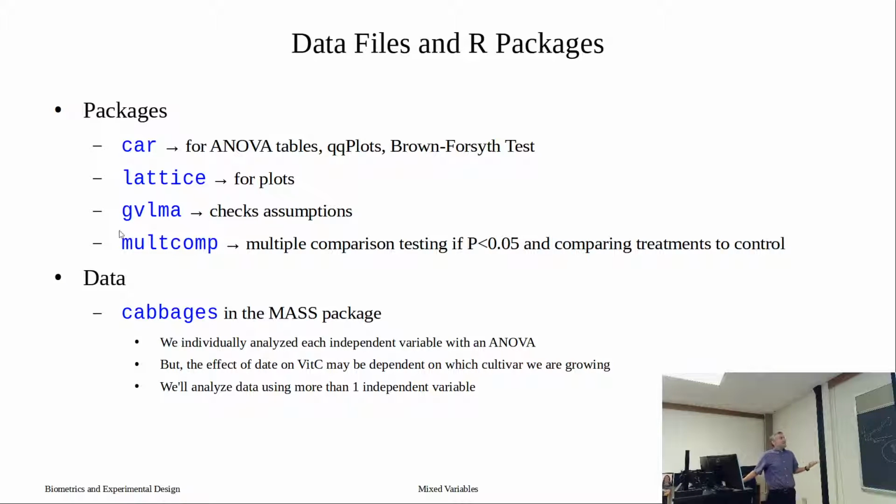We're going to start. You're going to need these packages. Lattice is for plots, and I'm going to show you some things on how we can look at some of these interaction plots. GVLMA, we're not going to use for the two-way, but we're going to use it for our three-way plus. And multcomp, we will likely use it. Also, the data set that we're going to start off with is cabbages, which is in the MASS package. We're also going to use it once we start adding our continuous independent variable as well.